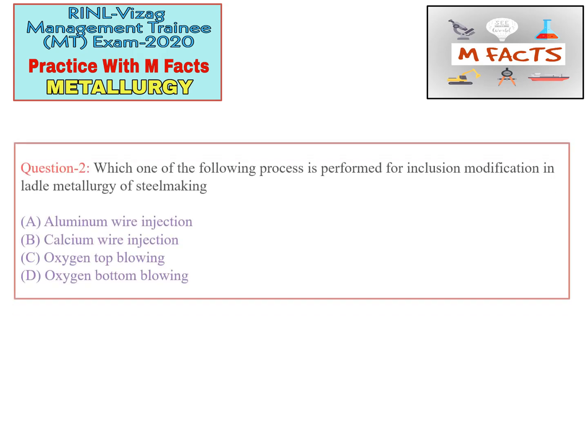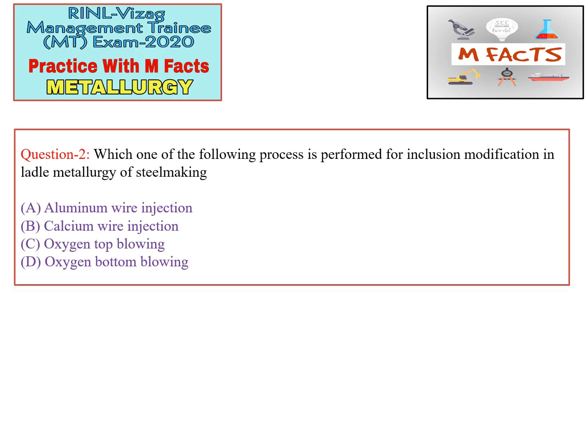So the next question is, which one of the following processes is performed for inclusion modification in ladle metallurgy of steel making? Okay, so they are asking about inclusion modification in ladle metallurgy of steel making. This is a big part, ladle metallurgy of steel making. We will do this part whenever we do iron and steel making. For now we will see which option is correct. The first option is aluminum wire injection, the second option is calcium wire injection, the third option C is oxygen top blowing, D is oxygen bottom blowing.